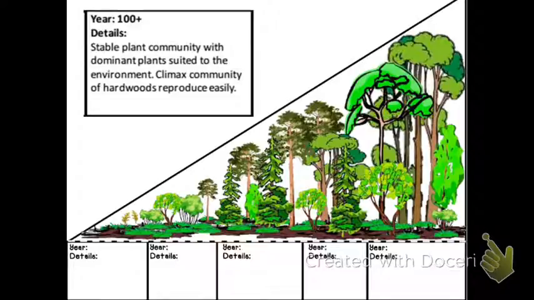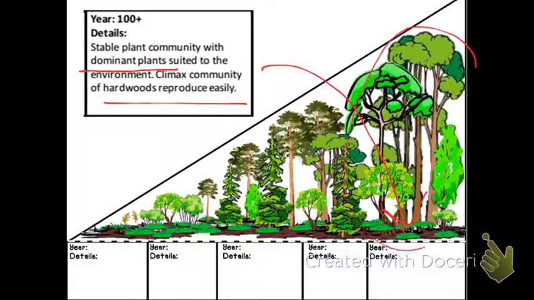Right, from 100 years up, this is going to be about the time when we've reached our climax community. So you're going to fill this into your last box over here. And this is going to mean that we have a stable community now, and these plants are going to be dominating the environment. So we're going to have tall trees, bushes. We're going to have lots of different types of variety of plants living now. Right. This also means that our hardwoods are going to be reproducing easily, and so it's going to be a more stable environment. If you look here at the end, you can see there's our mature forest.